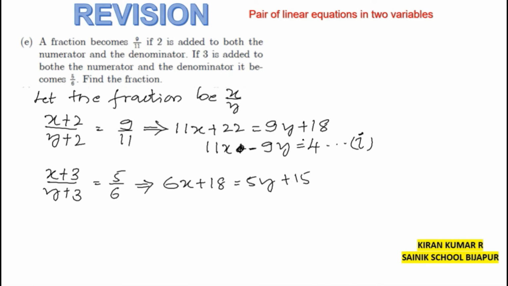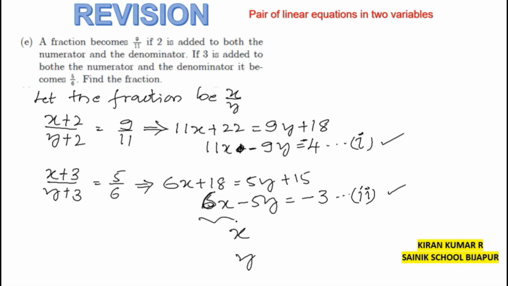I made a mistake here. This has to be minus 4. Okay, so 6x minus 5y equal to minus 3. These are the two equations. We need to solve these two equations. Then we will get the value of x and value of y.